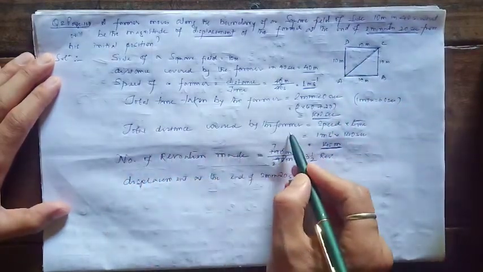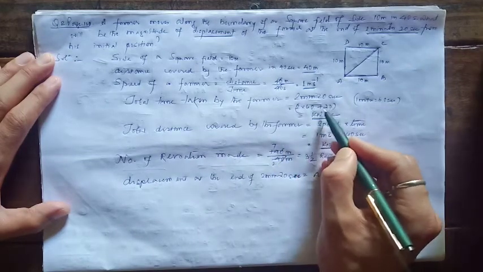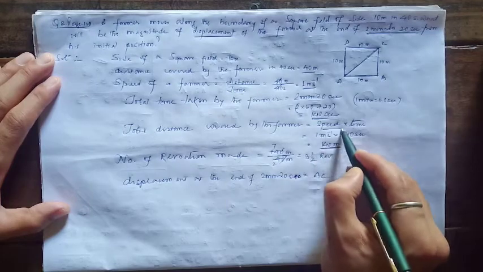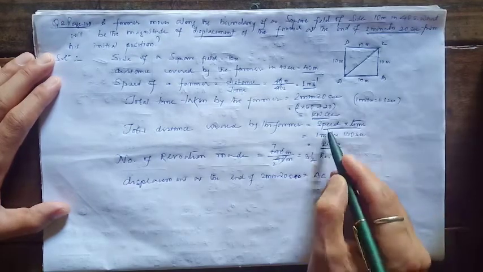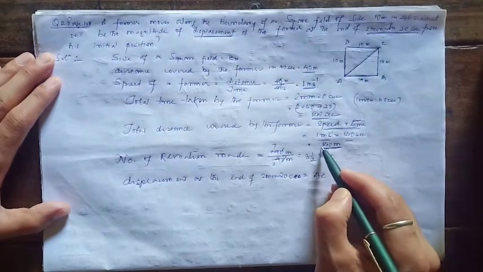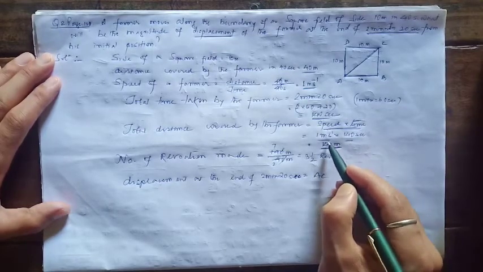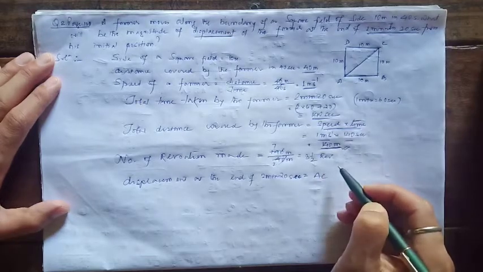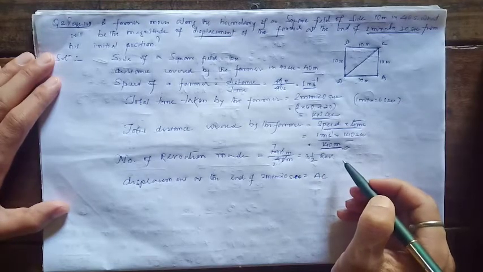So total distance covered by the farmer in this 140 second duration is distance. We know the distance formula, that's speed into time. So speed is 1 meter per second and the time taken is 140 seconds. So the distance covered by this farmer at the end of 2 minute 20 second is 140 meter. So this is the distance covered by the farmer at the end of 2 minute 20 seconds.